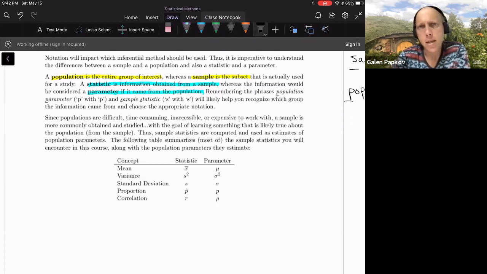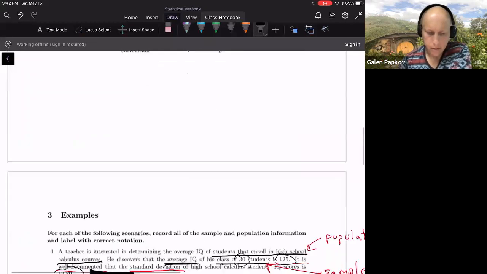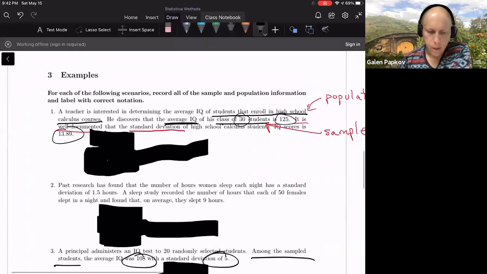But before we get into inference, one of the biggest difficulties I find with students is being able to read the context and understand where that information is coming from so that you could assign an appropriate notation. And so that's what this lesson is going to be about. And so let's just jump right in. And we're going to take a look at number one here.